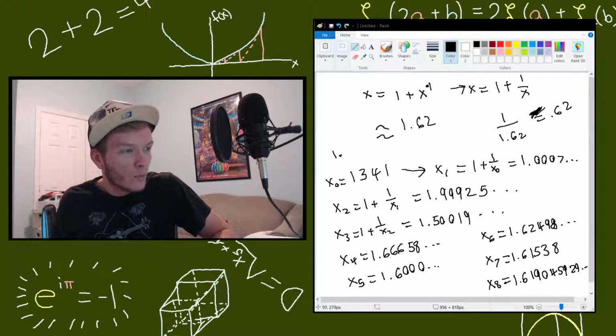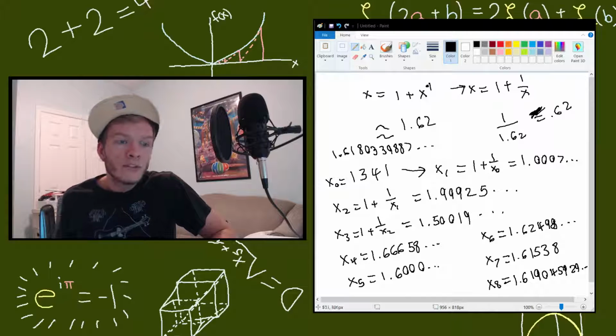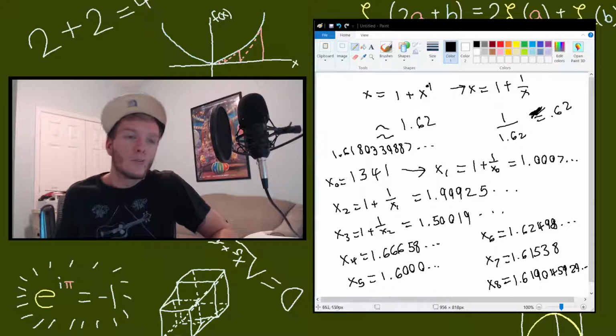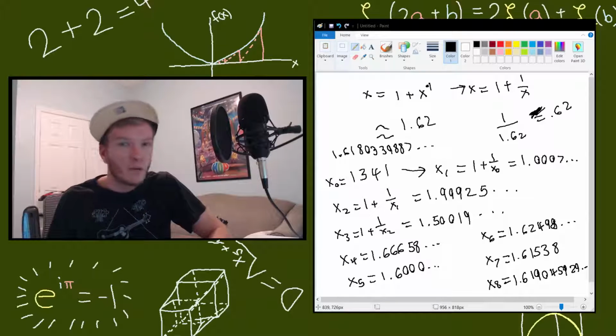The number is 1.61803398887 and some change. So now obviously you could write a computer program to do this for you, and you would get it very fast. I believe in about 40 iterations, you get pretty close.